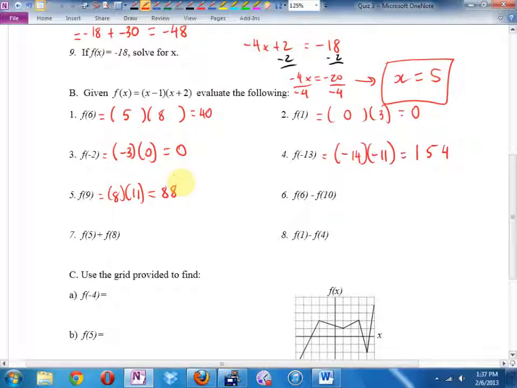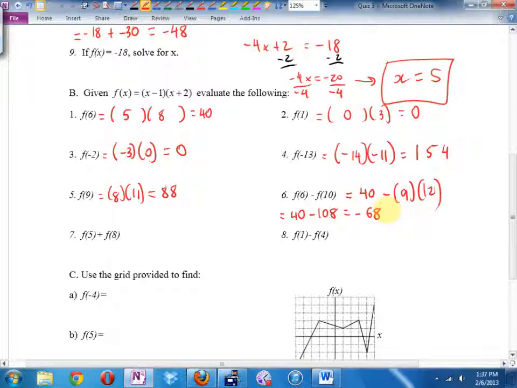F of 6 minus F of 10. Well, F of 6 is 40. See, I see that up there. Minus, have I done F of 10 already? Nope. 9 times 12. It's going to be 40 minus 9 times 12. Do I go 40 minus 9 equals and then times 12? Bad maths. It's going to be 40 minus 108, which is negative 68.